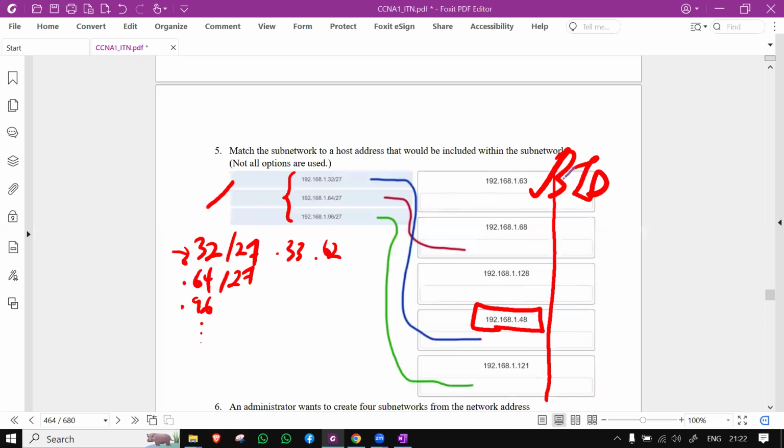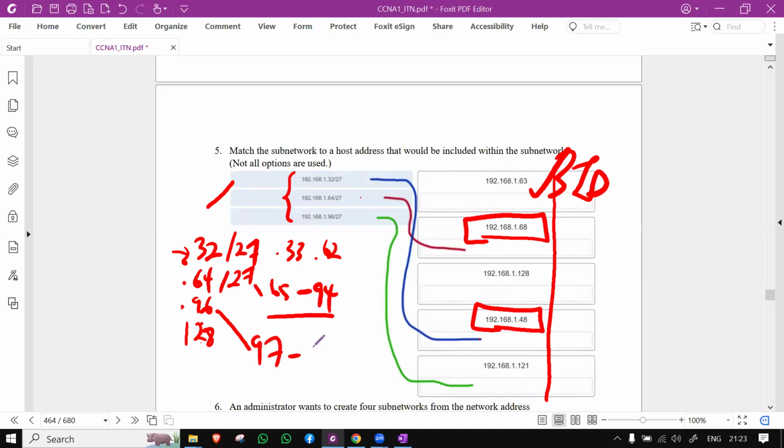That's why I said I want to match. Then if you look at 64, the range is 65 up to 94, with 95 the broadcast. So anything between 65 and 94 belongs here. 68 belongs there. Easy. Then from 96, I add 32 here and I get 128. So my addresses range 97 to 126, with 127 the broadcast. Where does 121 belong? It belongs between these numbers, so it belongs to this one. This one, 128, is a network ID. That's why it doesn't have a match.